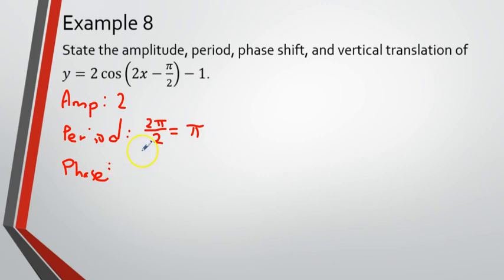And for this value, it's C divided by B. So we're going to have negative pi over 2 divided by 2. And again, instead of having a fraction divided by a fraction, it's easier to think of this as multiplying by the reciprocal. So negative pi over 2 times 1/2 instead. So we're actually getting a phase shift of negative pi over 4.